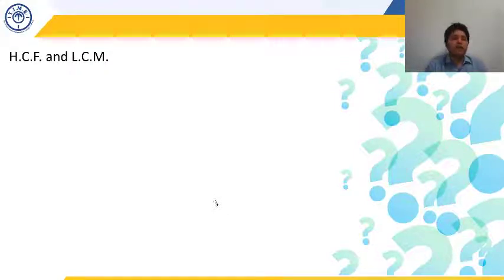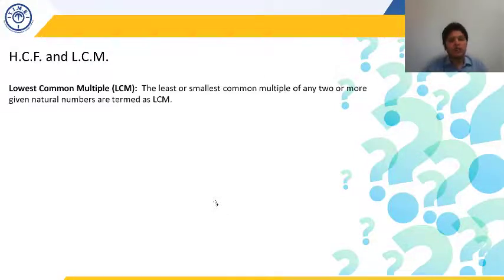Now we will discuss one by one what is HCF and what is LCM. So first starting with LCM. What is LCM? Lowest common multiple or least common multiple is called LCM. So what is this least or smallest common multiple? The least or smallest common multiple of any two or more given numbers is termed as LCM. So let's discuss this by an example.